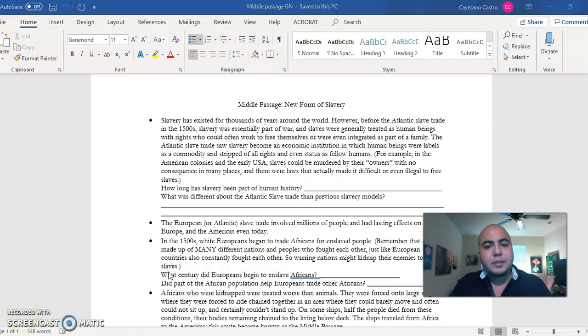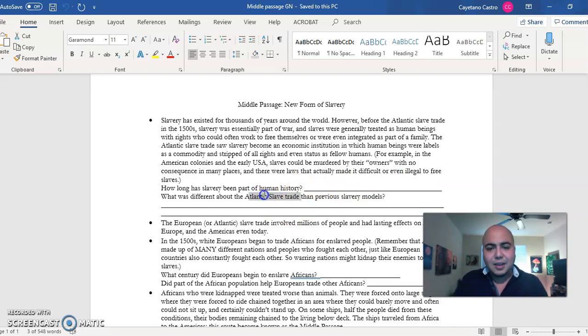Okay, so how long has slavery been part of human history? And that will be for dozens of years. And what was different about the Atlantic slave trade than previous slavery models? So in the previous slavery models before the Atlantic slave trade, slaves have basic rights and they could earn their freedom.